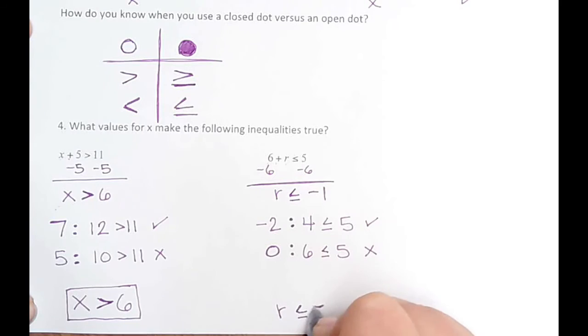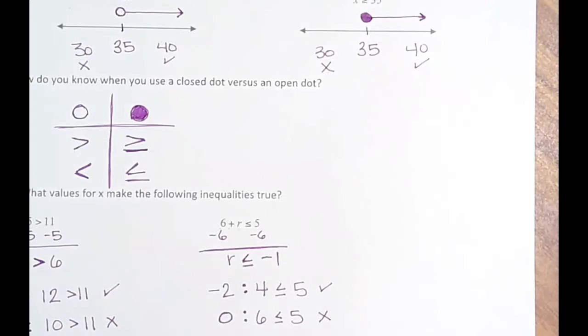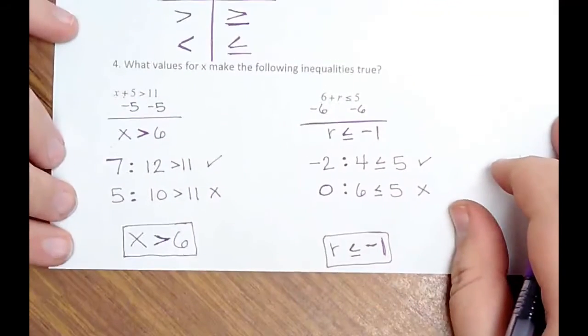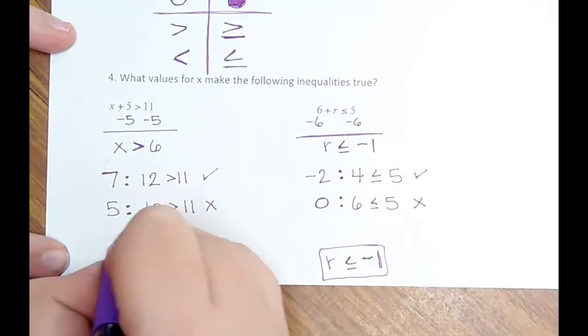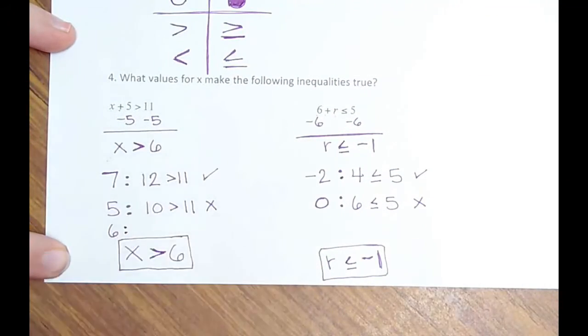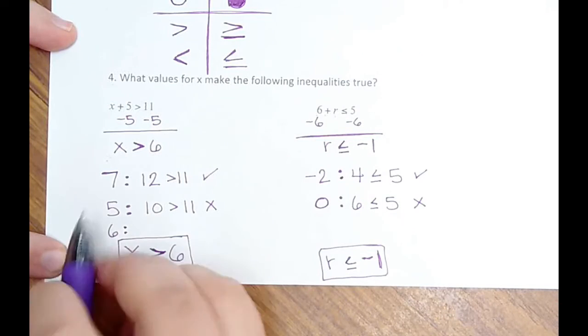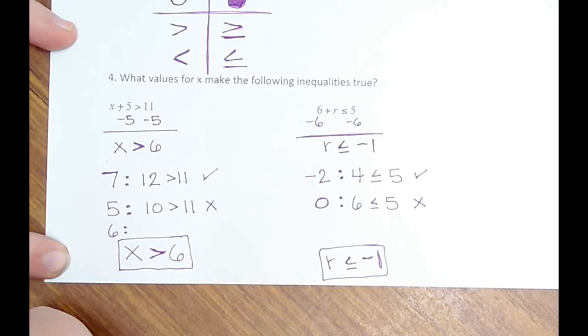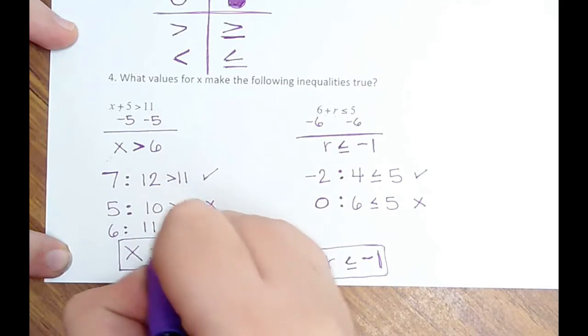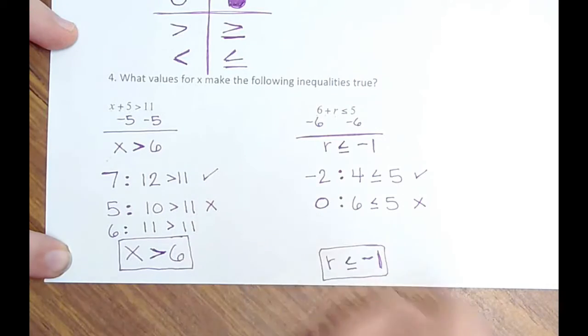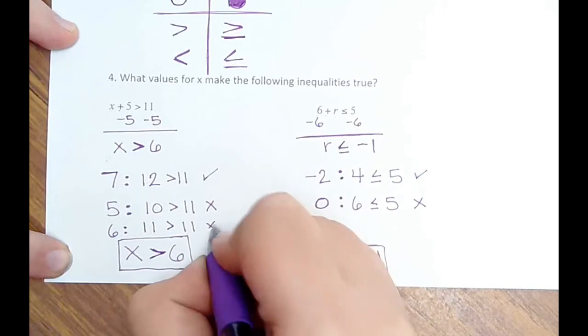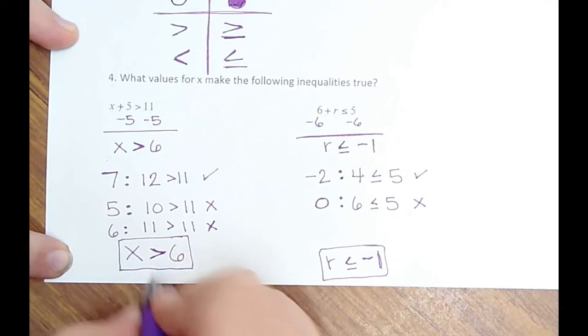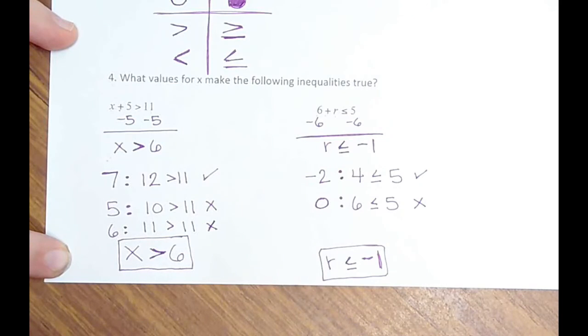Now, the difference between these two is what happens when you check the value itself. If I plug in exactly 6 over in my first example, I get 6 plus 5 greater than 11. Is 11 greater than 11? No, they're equal to each other, but something can't be greater than itself. So this is not true, and that's why we don't have the line underneath our inequality symbol.